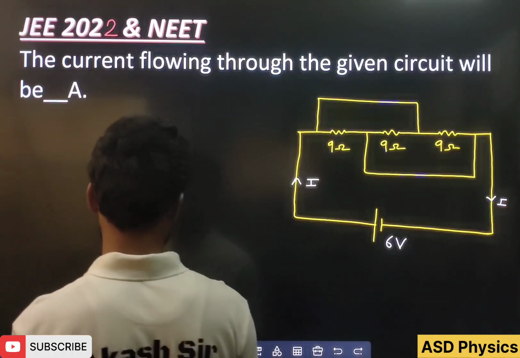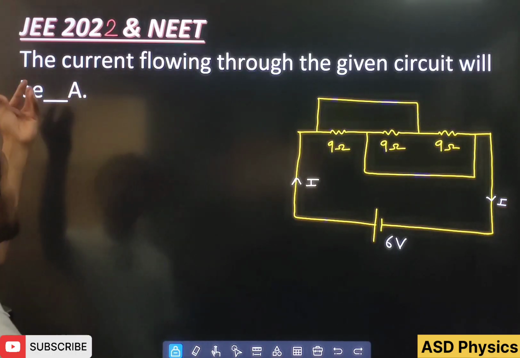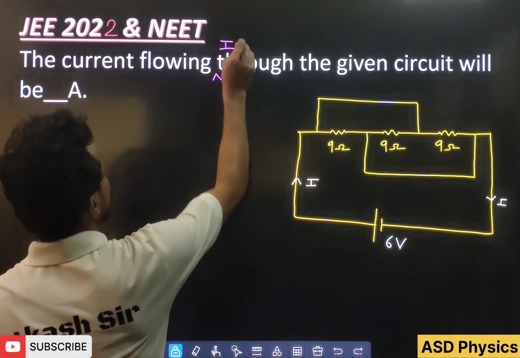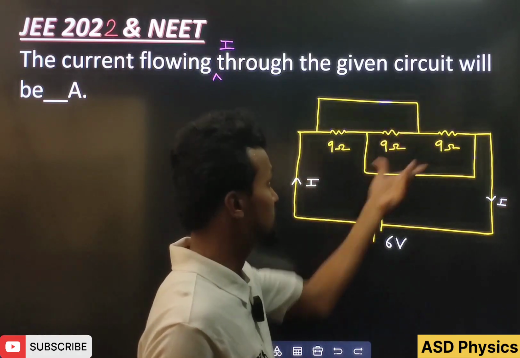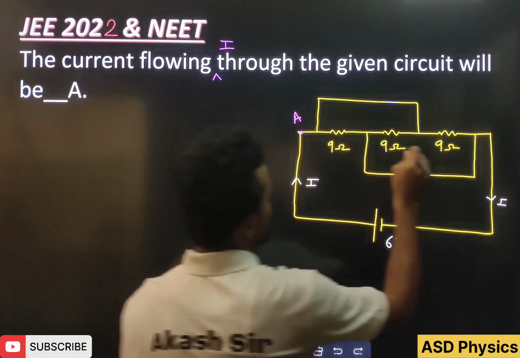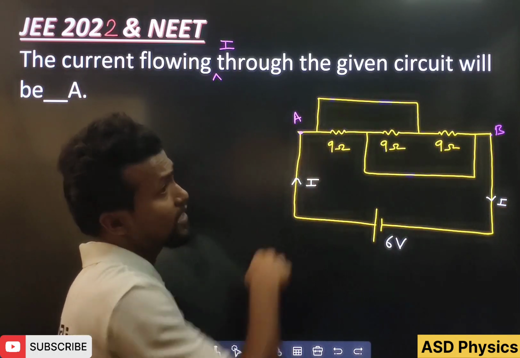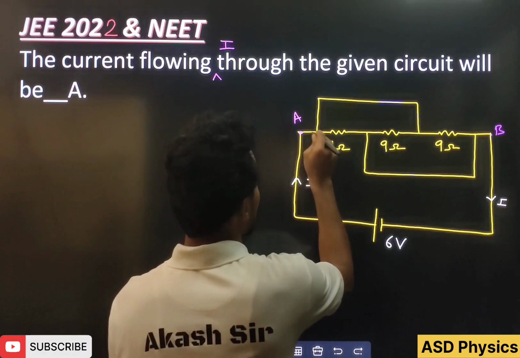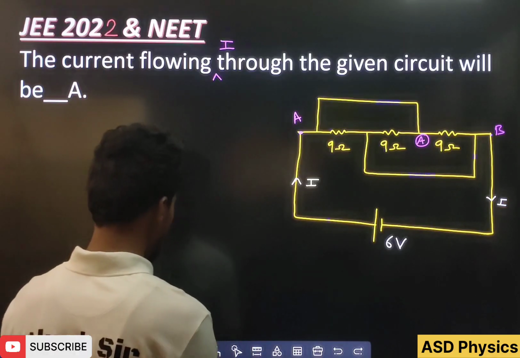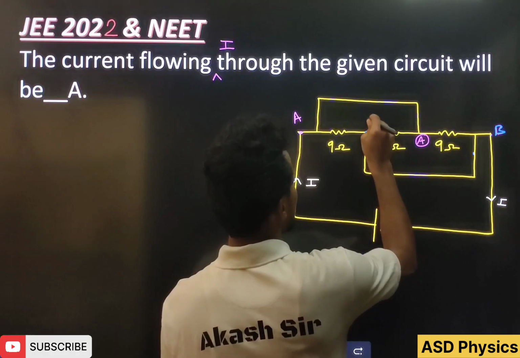Here is a JEE 2022 question, important for NEET also. See here, the current flowing through the given circuit will be how much? This current flowing is I. Students, you can see this belongs to the method of same potential only. See how I am going to solve this. I have taken this as point A and this as point B. Whatever points are directly shorted will have the same potential. So this is A. This is all directly shorted, so here also the potential is A. Similarly, let's take this as B. This is also directly shorted, so here also the potential is B.